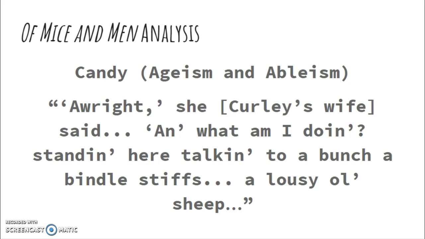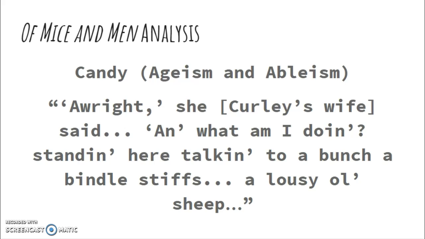Candy has lost his hand, and he is prescribed doing a very simple manual job. His job is to wash out the bunkhouse and the wash house, and that's it. His lack of ability to do things is emphasized by the old dog that follows him around, just like him. Grizzled, moth-eaten coat. He's beaten down and on his last legs. And it's because of this that, of course, Carlson goes and shoots Candy's dog.